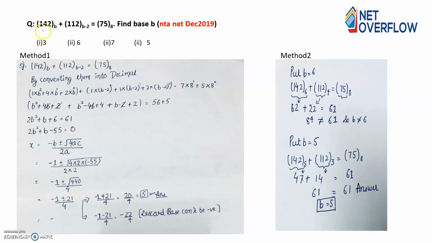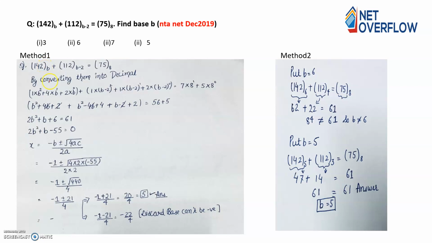So in this question we have to find the value of b. We can do this question by following two methods. The first method is shown here, and the second method is given here, right? So firstly we'll see method number 1.